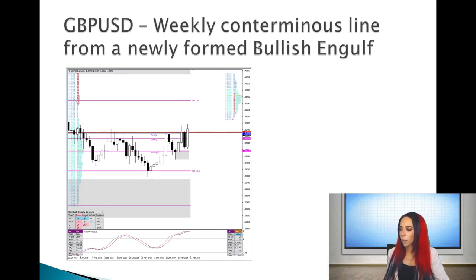Let's have a look at another example. This time I'm going to use a newly formed bullish engulfing conterminous line from the weekly chart. This was on GBP USD cable.